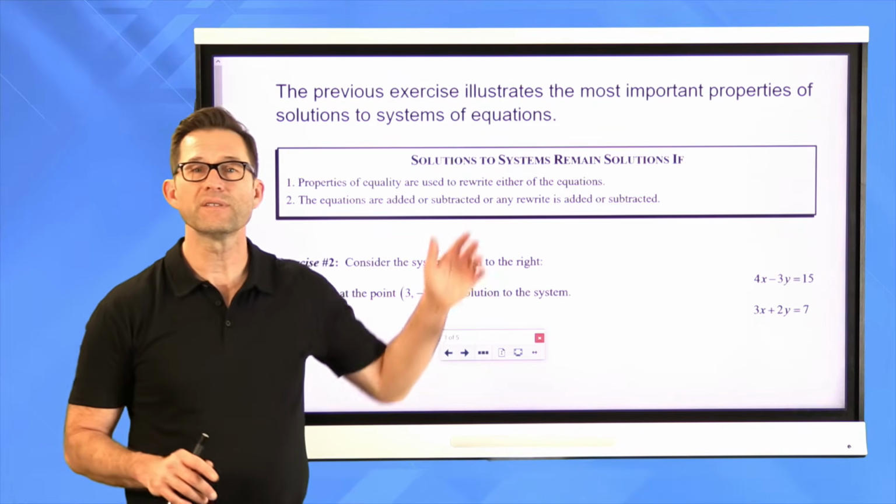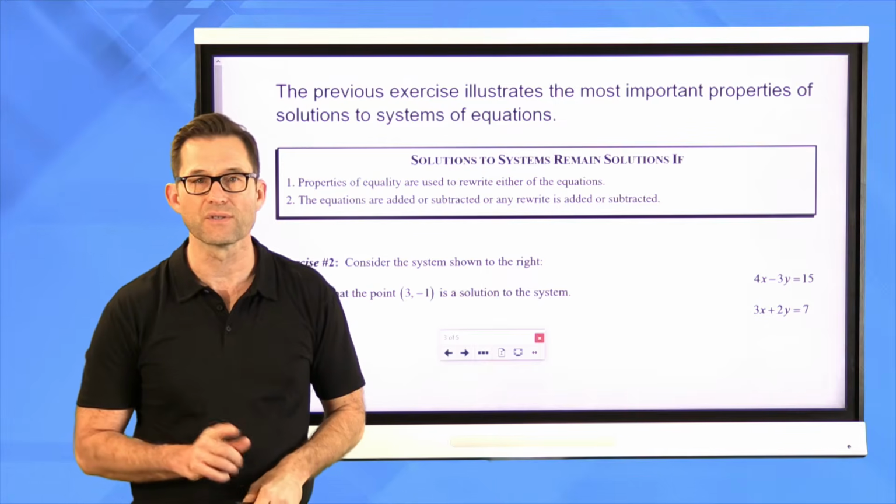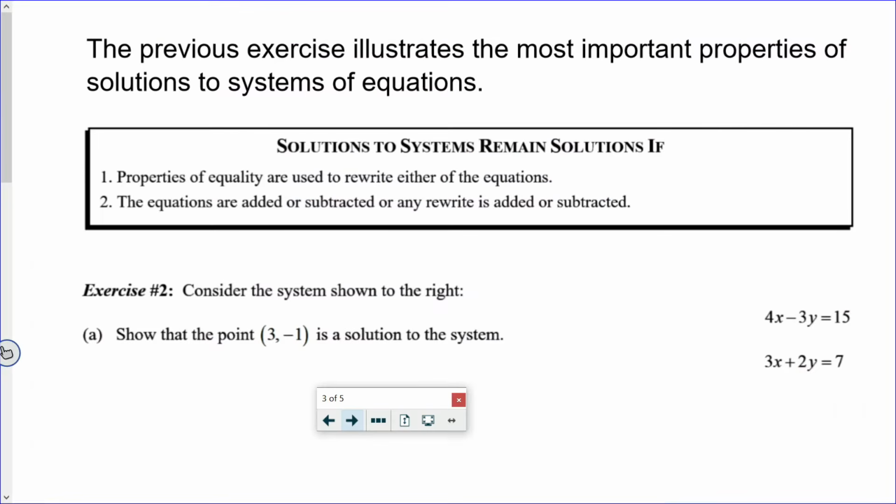Now, the previous exercise illustrates the most important properties of solutions to systems of equations. So let's take a look at those. Solutions to systems of equations remain solutions if properties of equality are used to rewrite either of the equations, and the equations are added or subtracted, or any rewrite is added or subtracted.